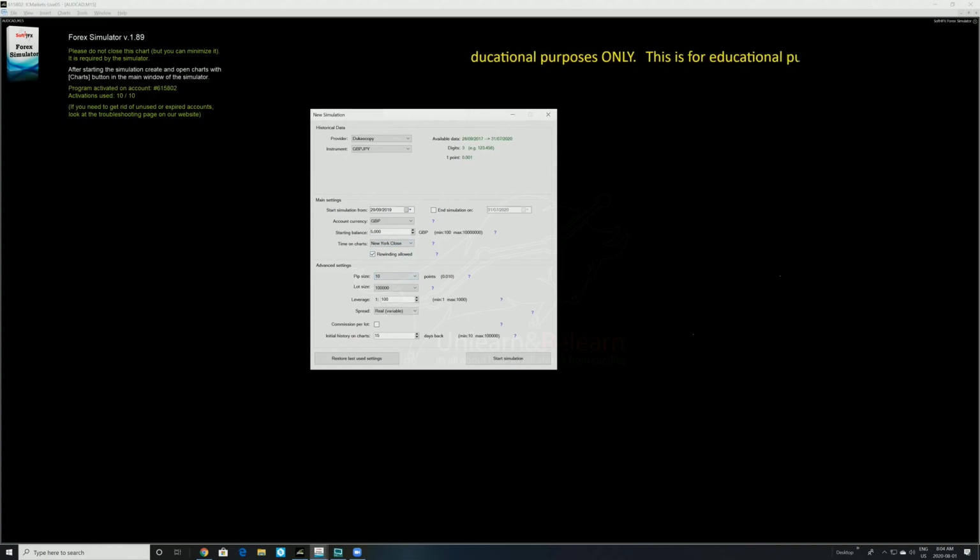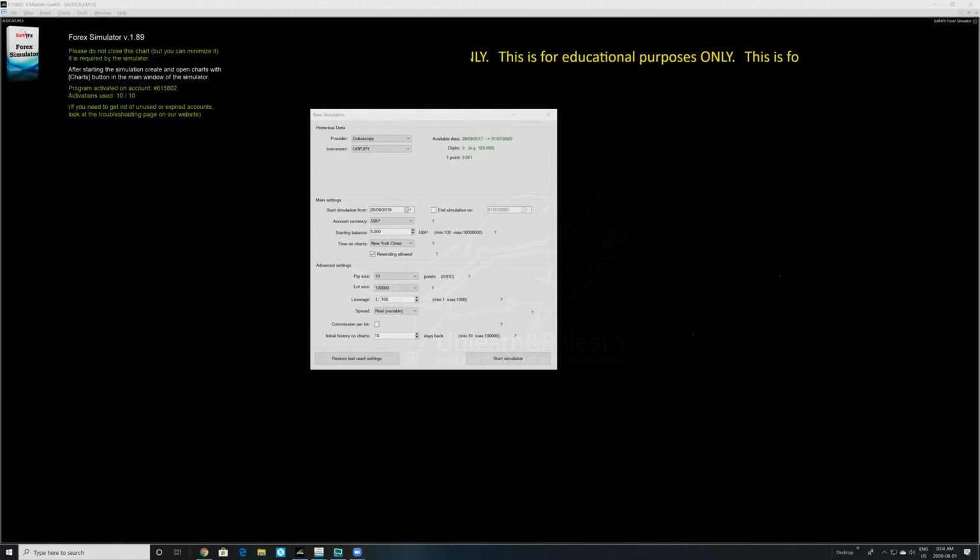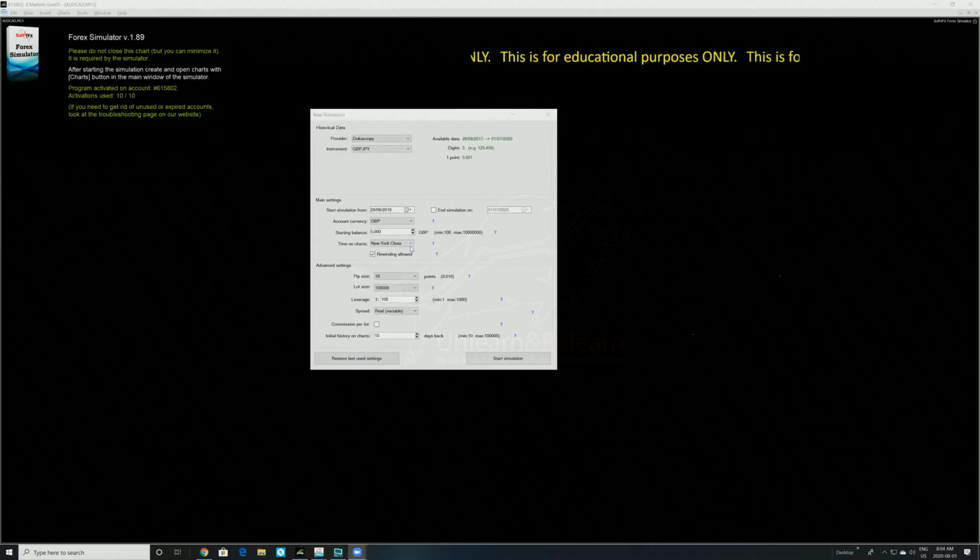For people who are wondering, someone asked, what's the difference about the time on the chart? Oh, I have no idea. I just choose New York close because when I choose New York close, it's the same time on MT4 when I trade. So I just choose New York close.